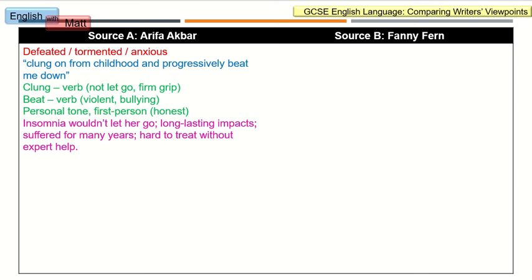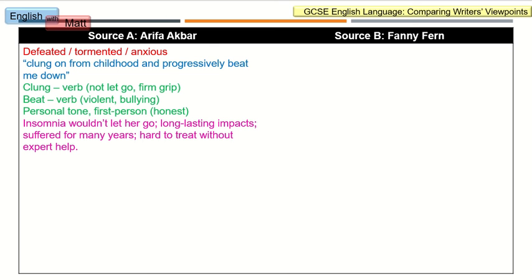So with that quote in blue, I'm immediately starting to think about the methods. In red, I've got the attitude words. She has a defeated, tormented, and anxious perspective, or she feels those things. She feels defeated. She feels tormented. She feels anxious. And in pink, I've got how we might want to expand the why.